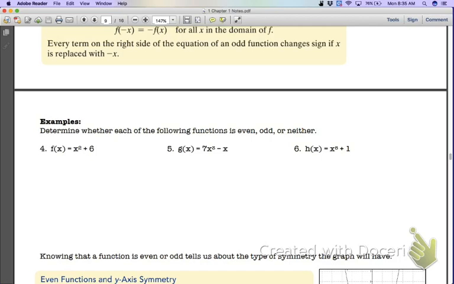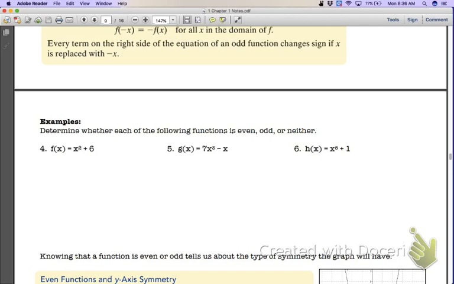Okay? The easiest thing to do is just plug and chug numbers, just to see if it's going to be even, odd, or neither. You're going to have a pretty good idea of what's going to happen, but to verify, so on 4, where it's x squared plus 6, what's your first thought? Is it going to be even, odd, or neither, do you think? Even, most likely, right? So we're thinking even.